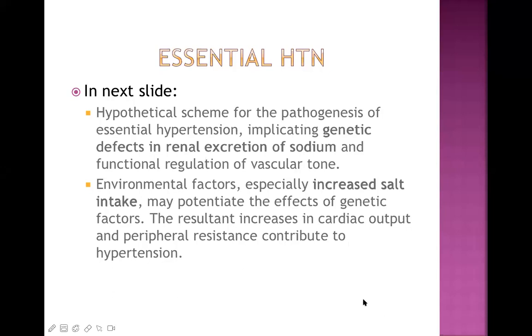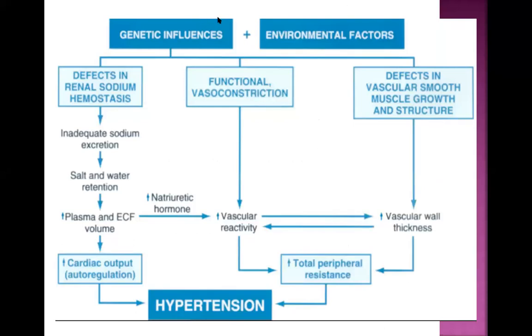Now, let's see what are the important points here. Okay, so all of you, please pay attention here. Now, see here, these are the genetic defects. Genetic defect or genetic influence is the first thing which we will talk about, and these are the different things occurring because of genetic influence or defect: defect in renal sodium homeostasis, functional vasoconstriction, and defect in vascular smooth muscle growth and structure. The end point is important here.